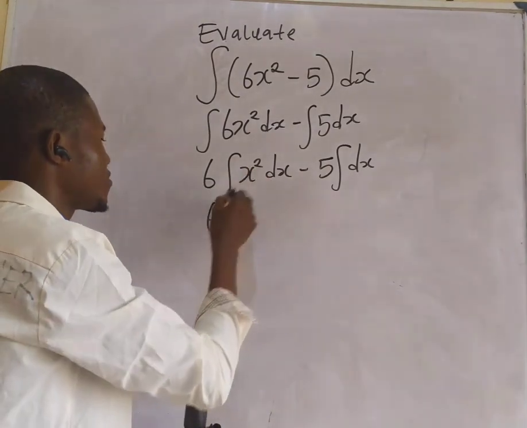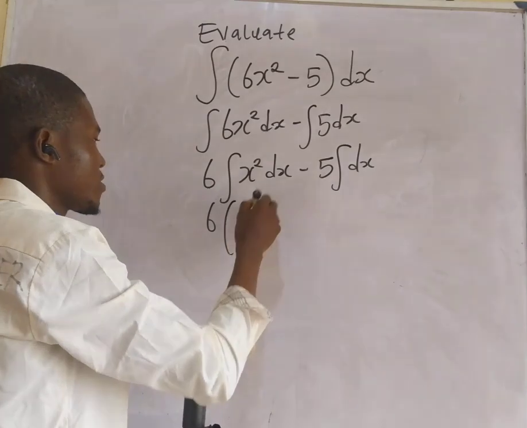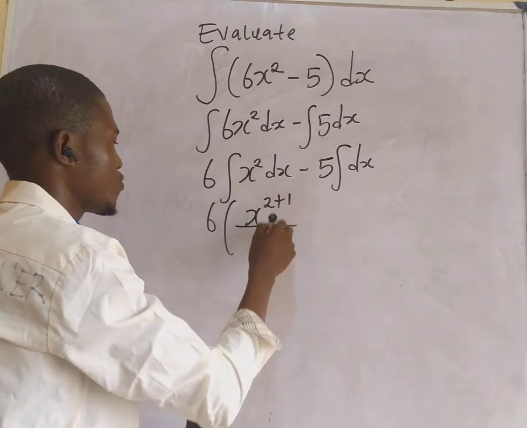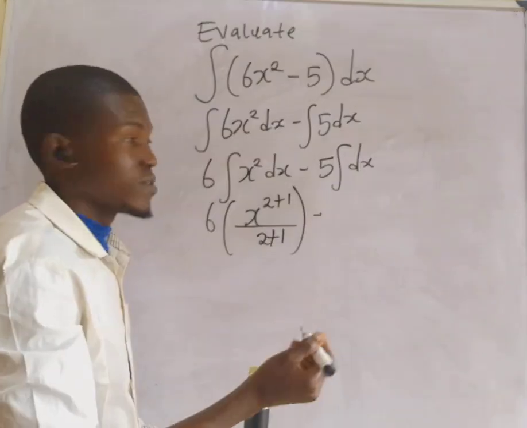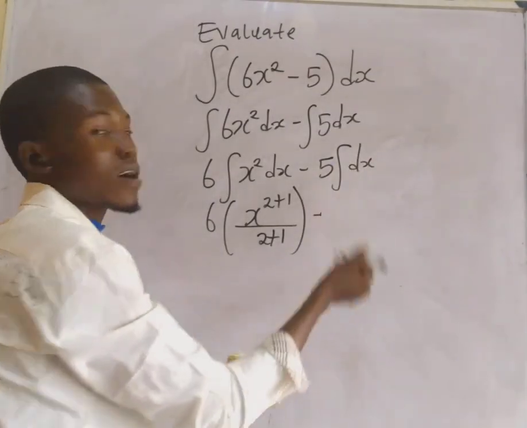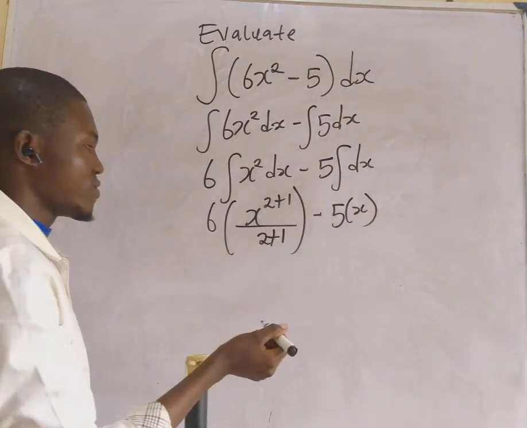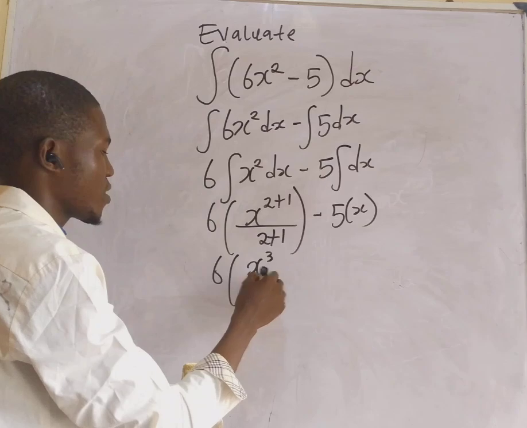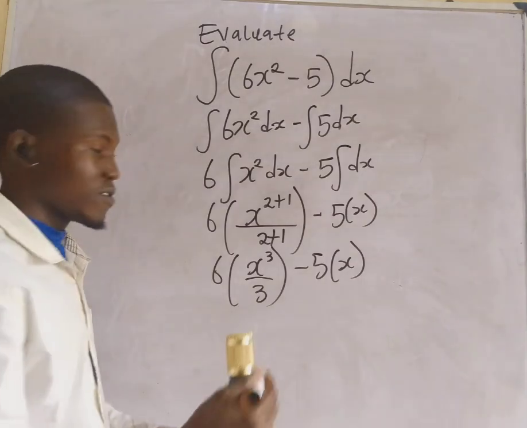When we integrate this, we have 6 times, when we integrate x squared, the power here is 2, so we have x raised to the power 2 plus 1, add 1 to it, all over, you divide by the power 2 plus 1. Close the bracket, minus. When we integrate the x, we are left with x. Remember in the other example, when I integrated dy, I had y. When you integrate dx, you have 5 times x, so we are left with 5x. Therefore 2 plus 1 is 3. So we have 6 times x to the power of 3 over 3, minus 5x.